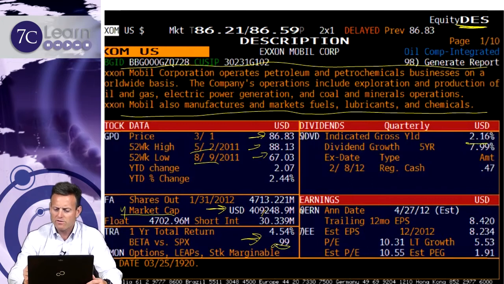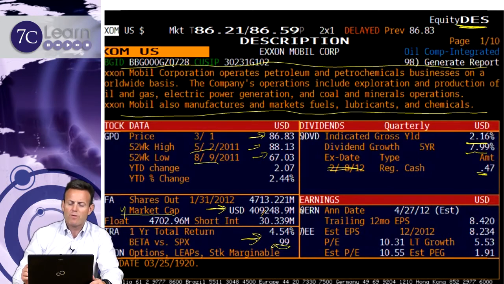Also, dividend yield. We said we might be interested in that. And the dividend growth rate. Not only do I want a current yield on my dividend, but I'm hoping over time my dividend grows. It also tells me what the last dividend was and when the ex-date is, so when it trades without the dividend. So a lot of good information here.